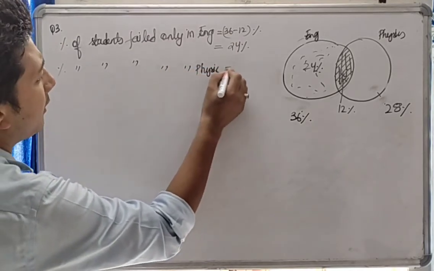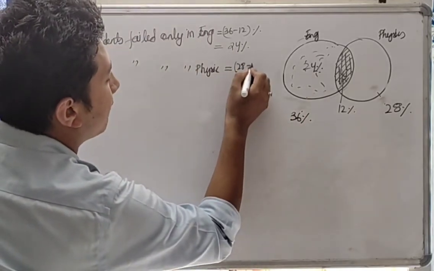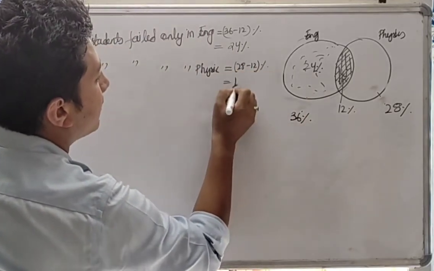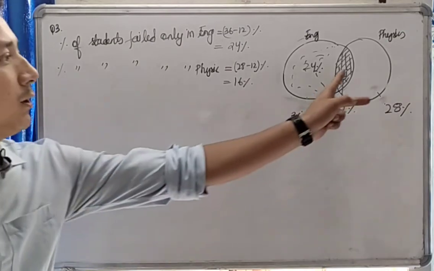And the percentage of students who failed only in physics, in the same way, will be 28 minus 12. 28 minus 12 will be 16%. Okay, so failed only in English 24, failed only in physics 16, and failed in both is this.